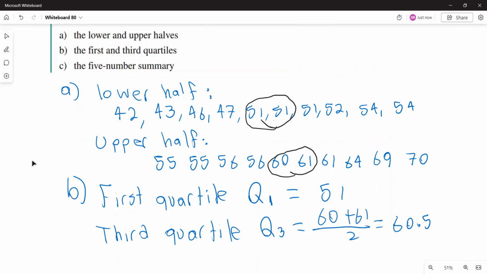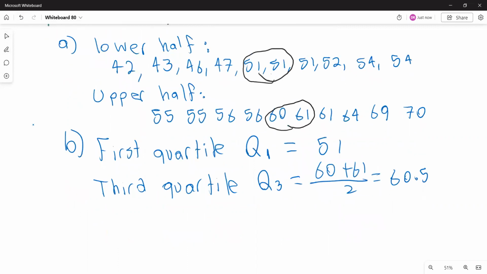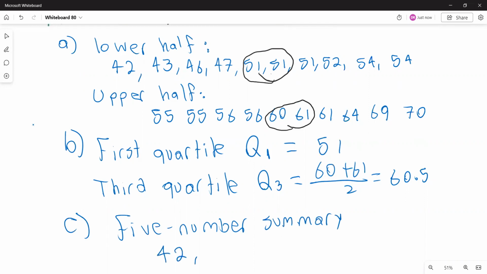And the five-number summary is the minimum value, the first quartile, the median, which we found to be 54.5, the third quartile, and the maximum. So that is the five-number summary.